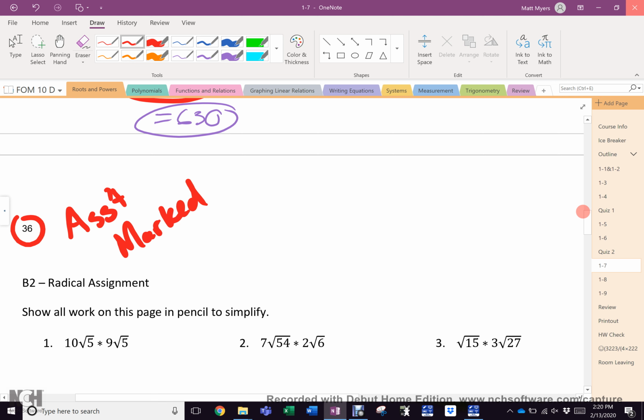Now, normally I give you some practice before I mark anything, right? But the only thing we learned today is to multiply. And you know how to multiply, right? So I'm trusting you to be ready to go. All right?